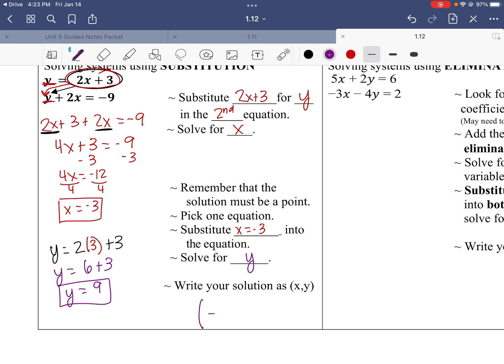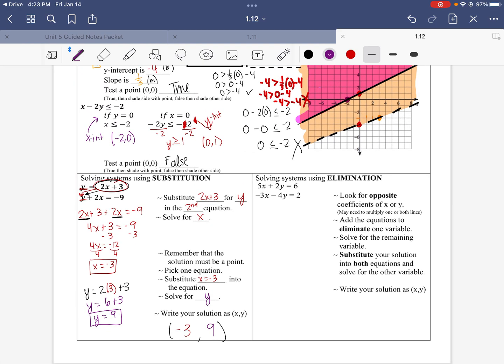So you're always going to write it as negative 3, and then your y. Sometimes you'll end up solving for y first and then your x. That's fine. Just keep in mind that ordered pairs are always x first and then y. So when you write your answer, make sure your x goes in the right place and your y goes in the right place. Okay.